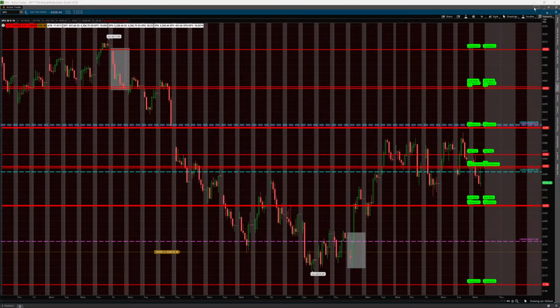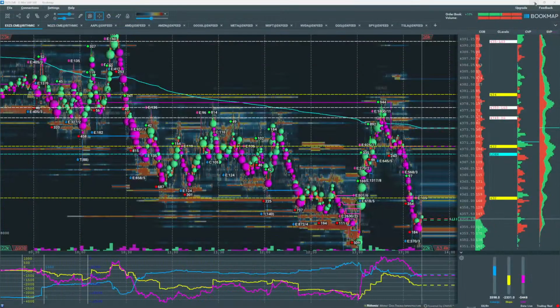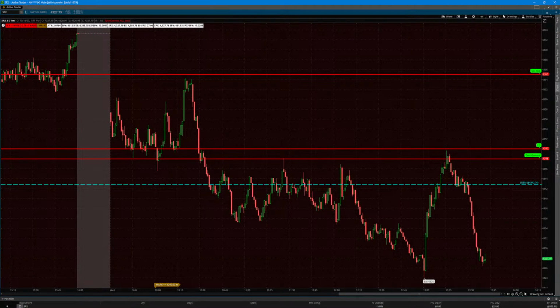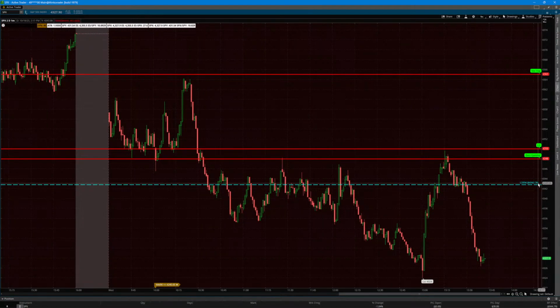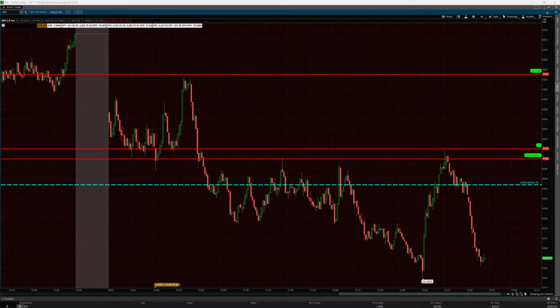Let's take a look at a shorter time frame for SPX so we can see the levels that are in play for today. So this is a one day, 1 minute chart. Here's the lower daily expected move. SPX trading below that.